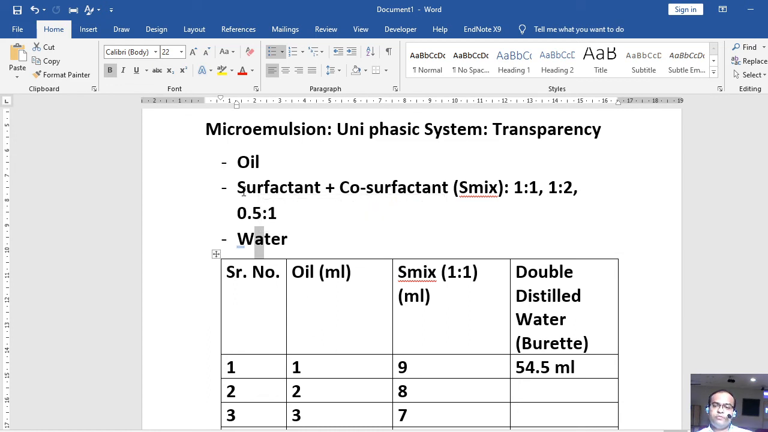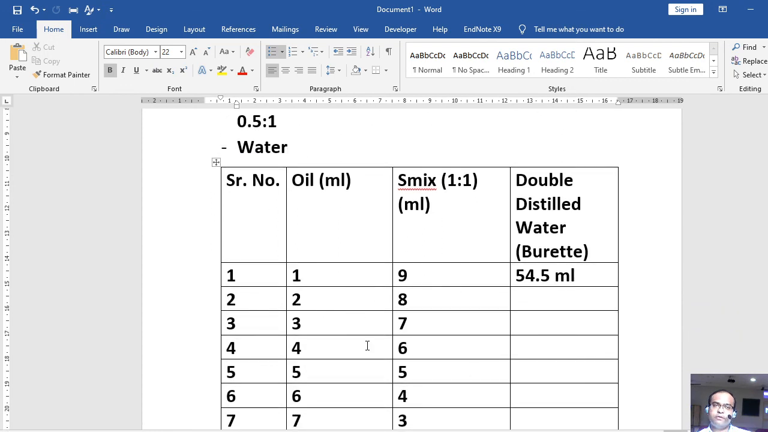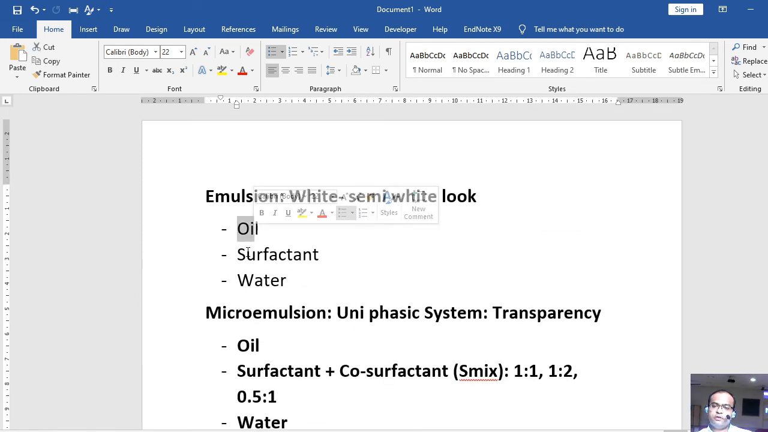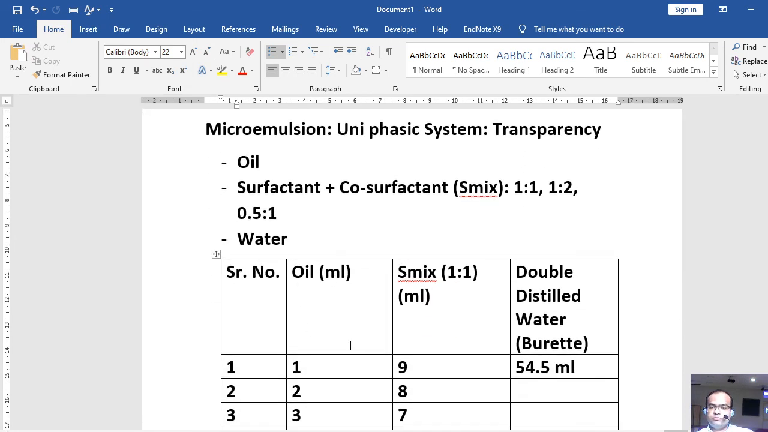But as we have mixed the surfactant and co-surfactant as an S-mix, it is now 3 components. So actually there are 4 components in our data, and we are plotting a ternary graph with these 4 components. Actually it is a system of 4 components, but we are getting a 3 component system. So that's why it is called pseudo ternary. If we just utilize oil, surfactant and water as 3 components, then it is a perfect ternary phase diagram. So this is why we call it a pseudo ternary phase diagram.